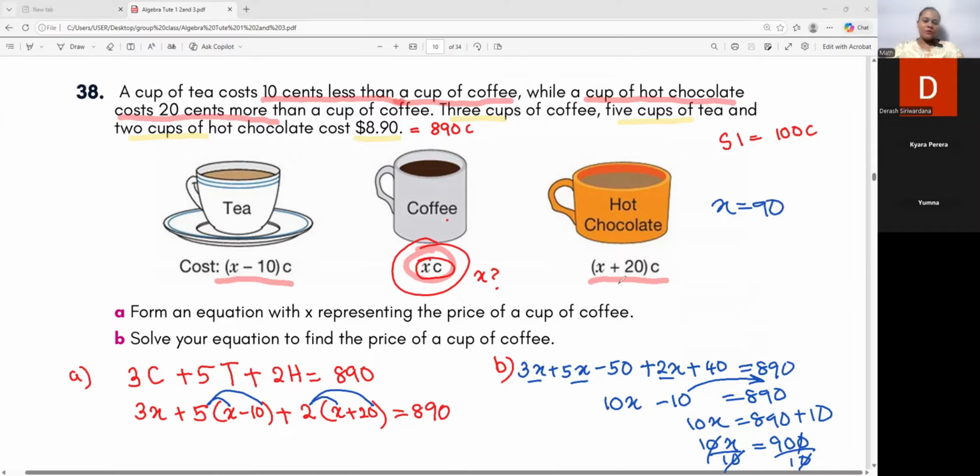Now X means cost of 1 cup of coffee here. So there's that price. So don't just keep it X is equal to 90. Right? Price of a cup of coffee is 90 cents. If you convert it into dollars, $0.90. Is this the answer?